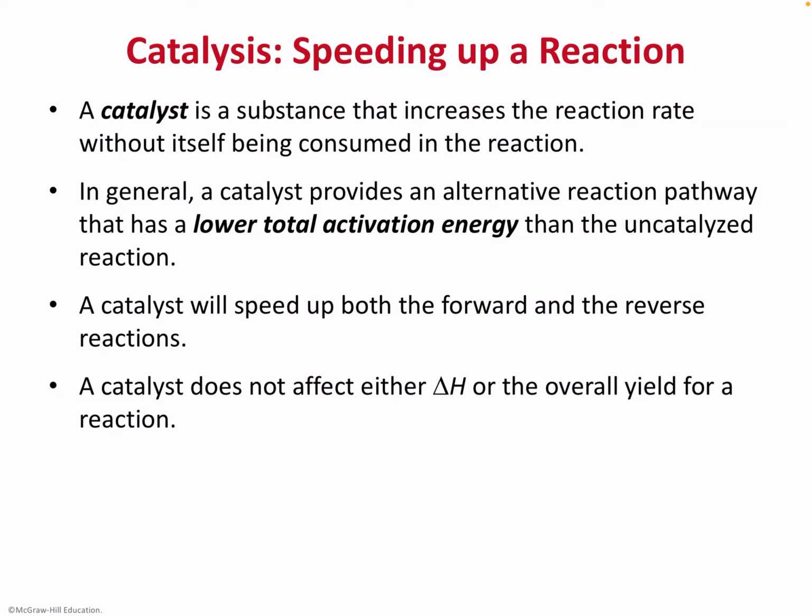So sometimes we can use a catalyst to speed up a reaction. So what is a catalyst? A catalyst is a substance that increases the reaction rate without itself being consumed in the reaction. In general, a catalyst provides an alternative reaction pathway that has a lower total activation energy than the uncatalyzed reaction. A catalyst will speed up both the forward and the reverse reactions, and it does not affect either delta H or the overall yield for a reaction.